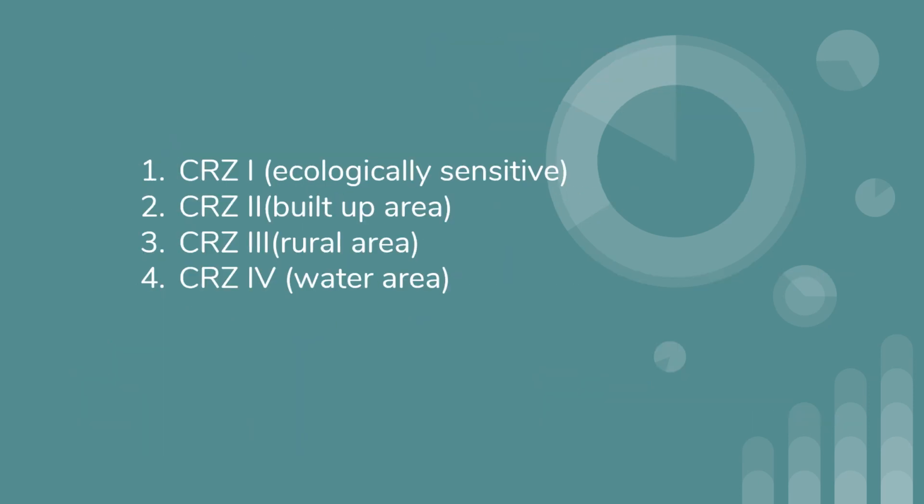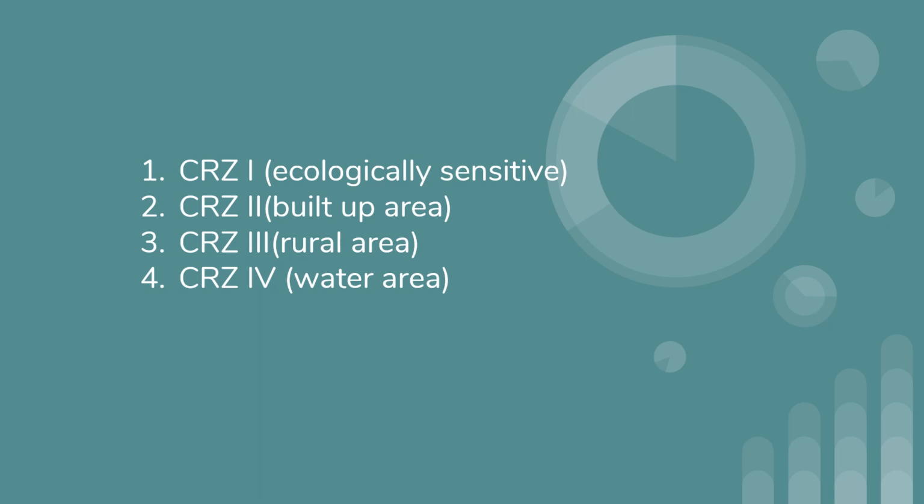Having known as to what is CRZ and what are the areas which fall under these four categories, and what are the activities which are permissible and activities which are not permissible, now we can come to know as to what these classifications are based on.